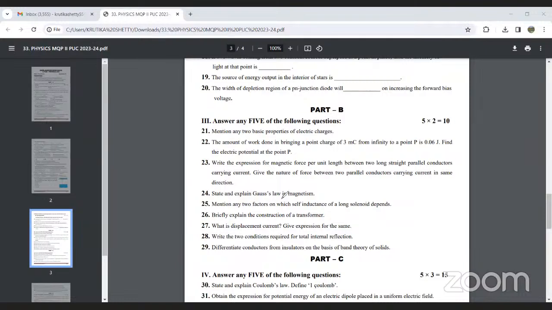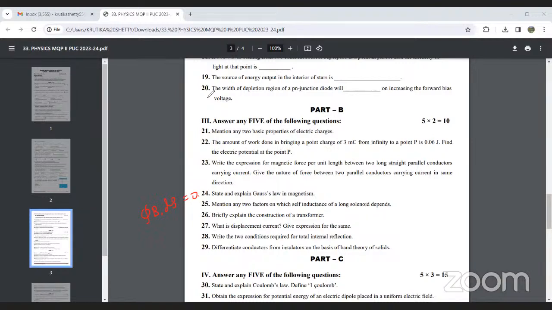Correct. State and explain Gauss law in magnetism. So Gauss law in magnetism, how will you define? That is the flux, the magnetic flux through any closed surface is 0. The Gauss law in magnetism.